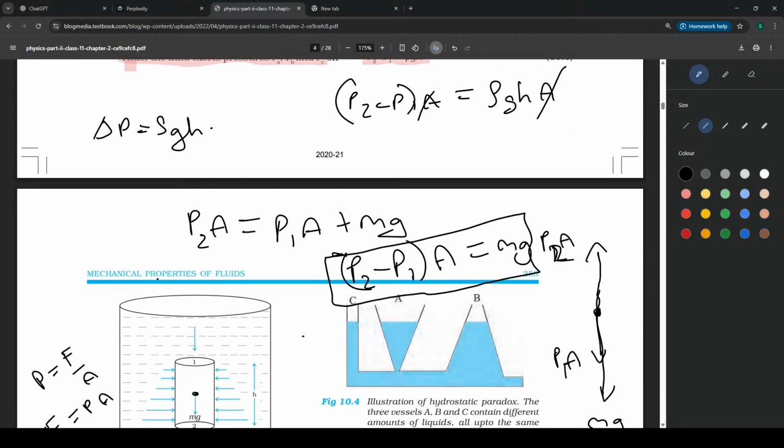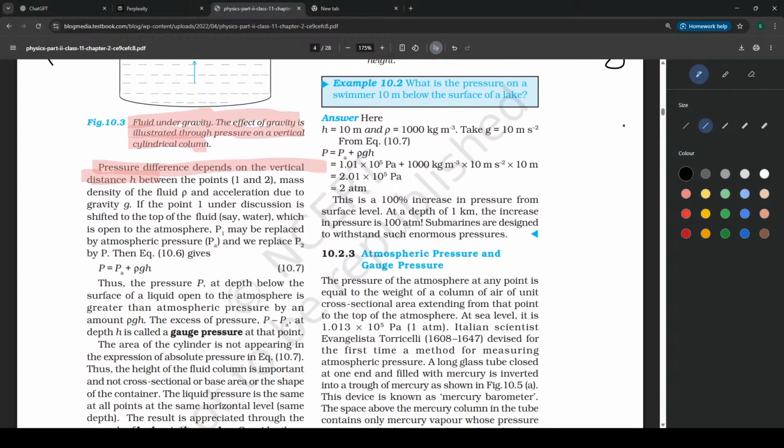Okay, that's done. Then let's go. The pressure difference depends on the vertical distance h between the points 1 and 2, the mass density of the fluid, that is rho, and the acceleration due to gravity. If point 1 under discussion is shifted to the top of the fluid, say water, which is open to the atmosphere, P1 may be replaced by atmospheric pressure, Pa, and we replace P2 by P, then equation 10.6 gives P equal to Pa plus rho gh.